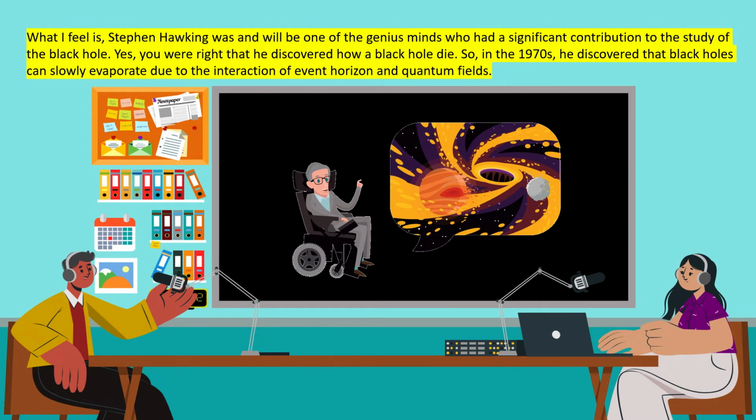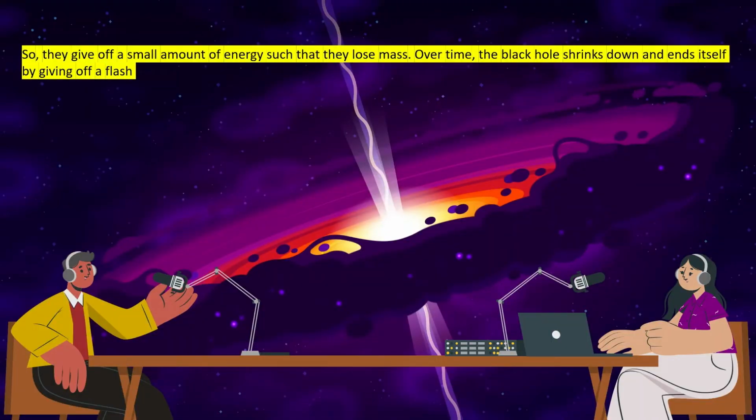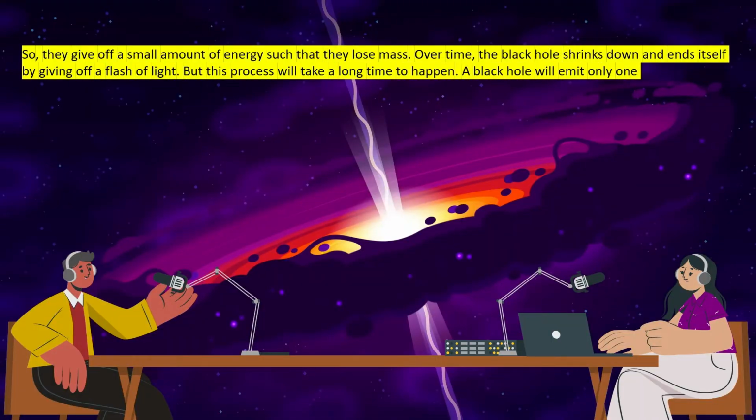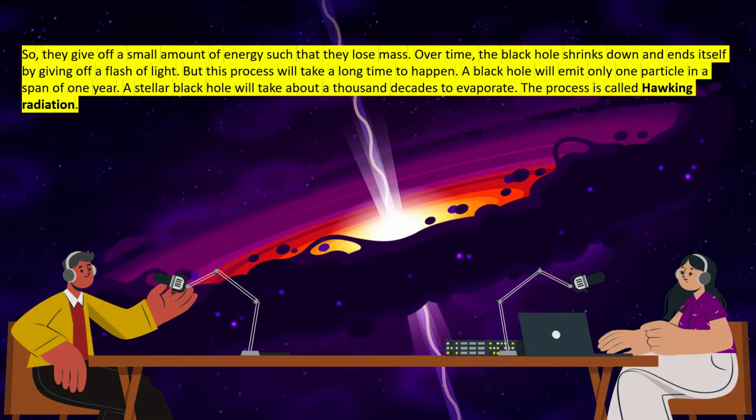Yes, you were right that he discovered how a black hole dies. In the 1970s, he discovered that black holes can slowly evaporate due to the interaction of the event horizon and quantum fields. They give off a small amount of energy such that they lose mass. Over time, the black hole shrinks down and ends itself by giving off a flash of light. But this process will take a long time to happen.